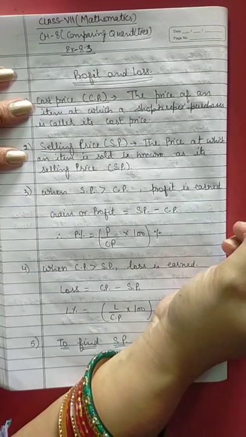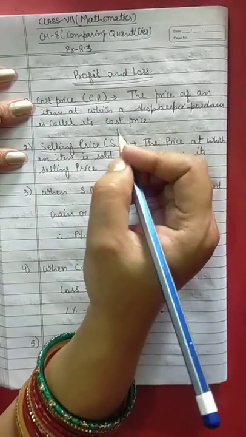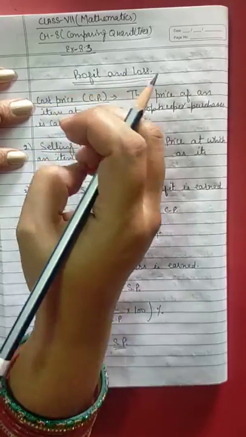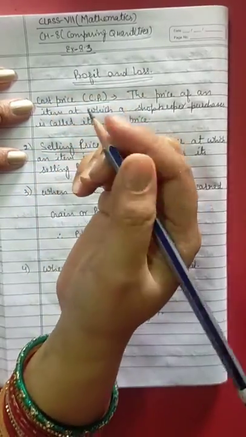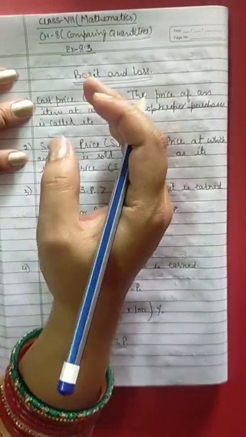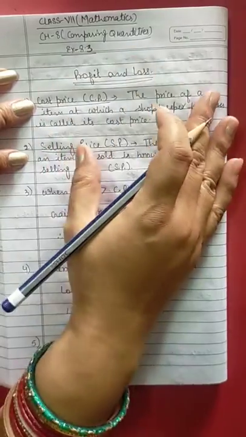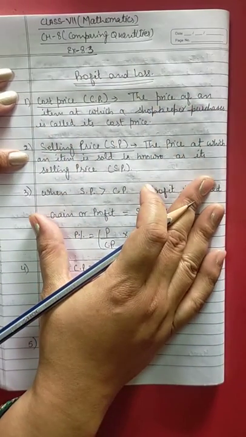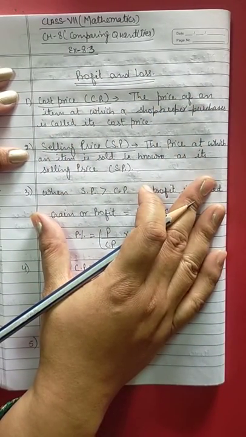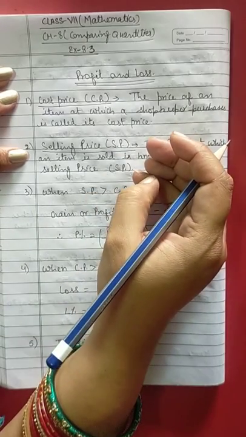In this exercise we'll discuss profit, loss, cost price, selling price, discount, or we can say simple interest and principal amount. We'll discuss all these things in this exercise. Fine. So let's start with the introduction of this chapter first.